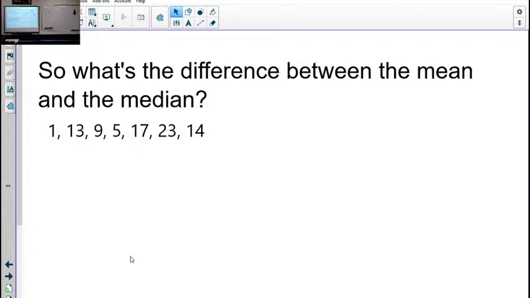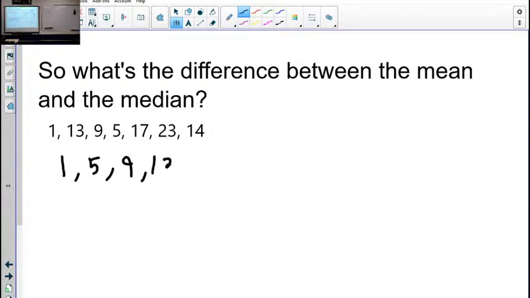Okay? What's the difference between the mean and the median of a set of data? So let's say I have the same set of data here. 1, 5, 9, 13, 14, 17, 23. Okay.